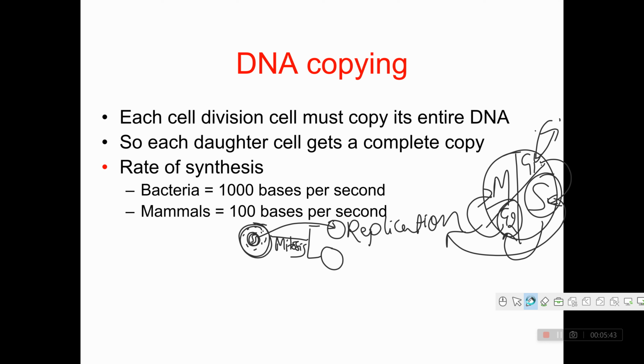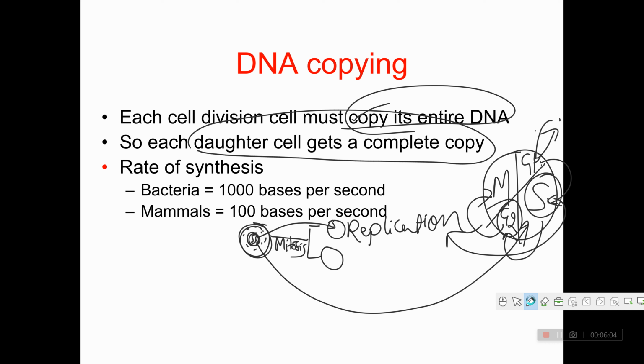Okay, clear? So replication takes place in S phase, in the nucleus. S phase of the cell division. In each cell division, the cell must copy its entire DNA, so each daughter cell gets a complete copy. Suppose this is a mother cell, then each daughter cell has an identical copy of their mother cell.